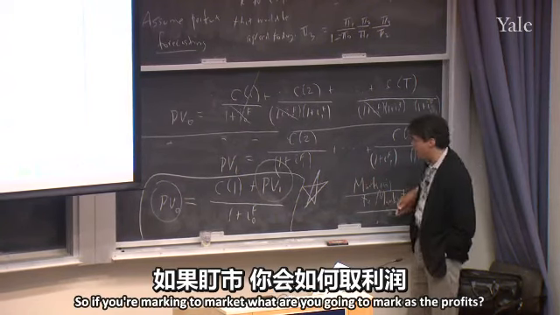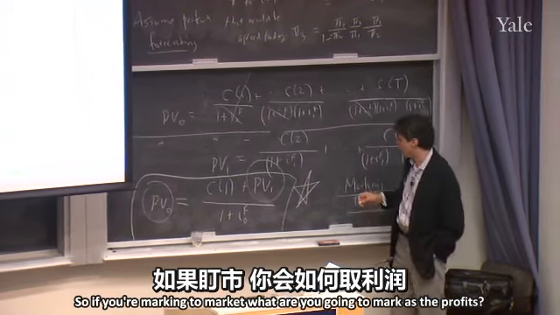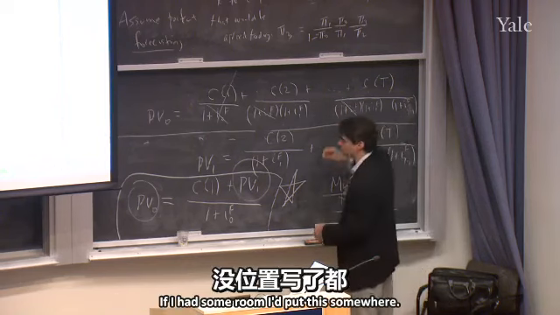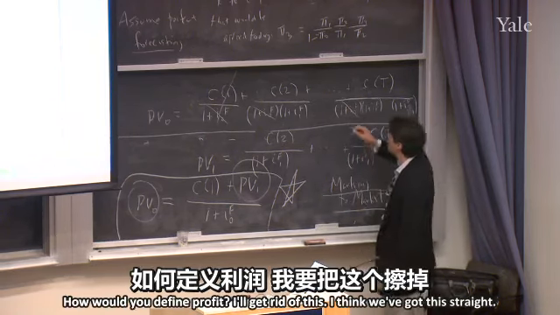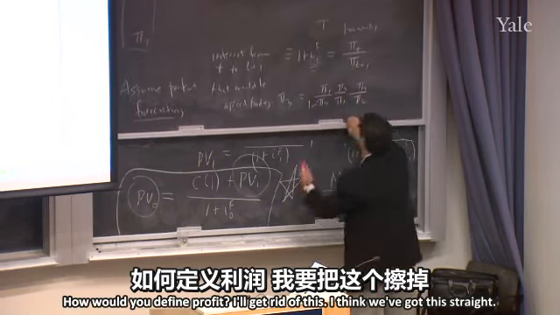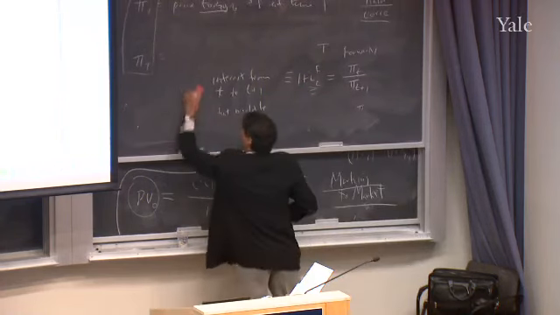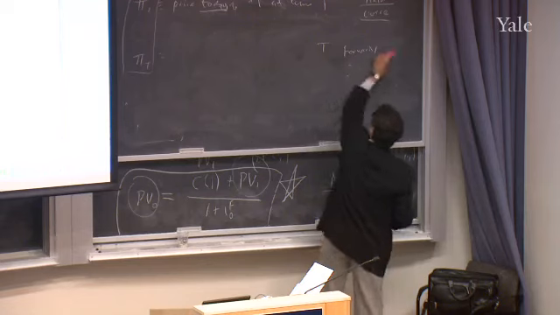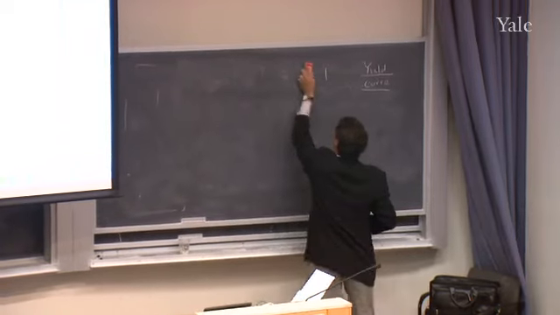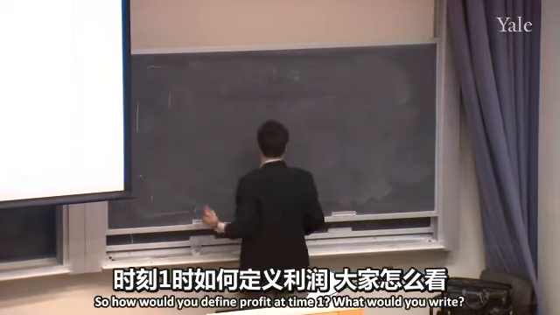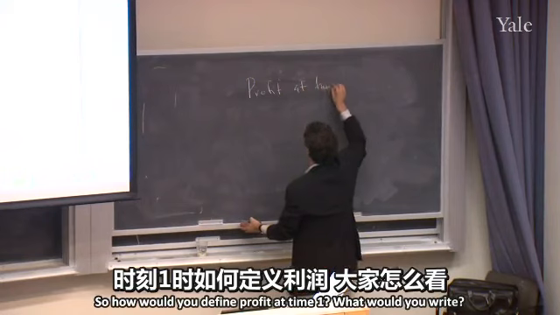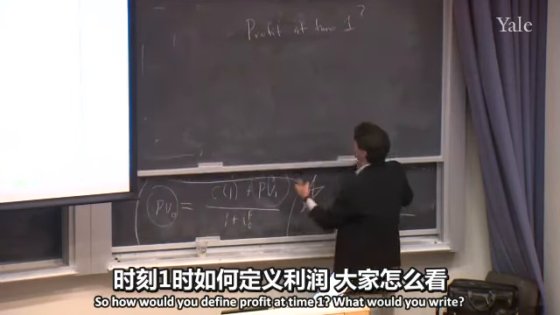So if you're marking to market, what are you going to mark as the profits? Are you going to say the profit at time 1 is... so what is profit? If I had some room, I'd put this somewhere. How would you define profit? Okay, I'll get rid of this. I think we've got this straight. So how would you define profit at time 1? What would you write?